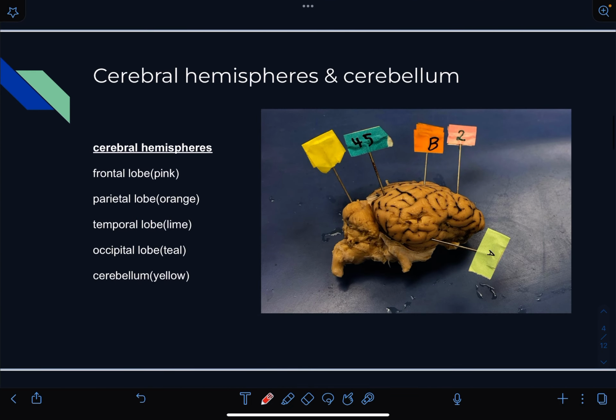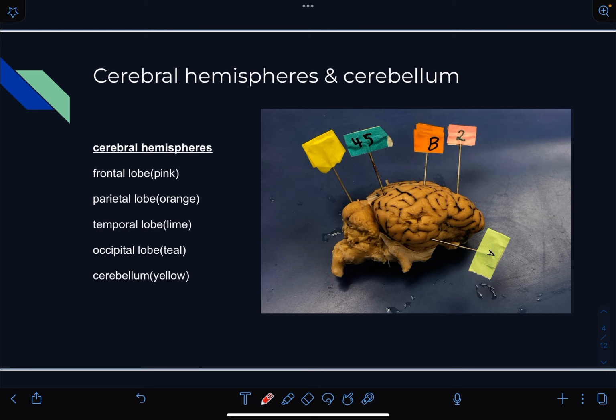Moving on to the cerebral hemispheres and the cerebellum. Here in pink, we have the frontal lobe. This area right here is going to be the frontal lobe, which is involved in decision making, as well as problem solving and planning. And it's also where most of our personality and emotional traits are formed.